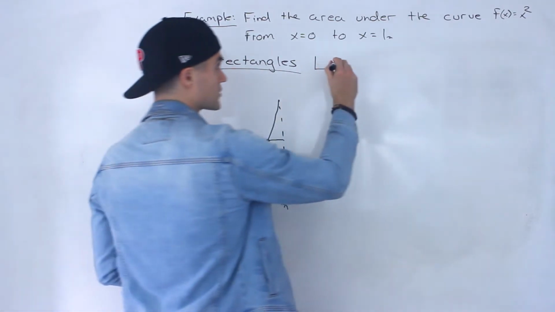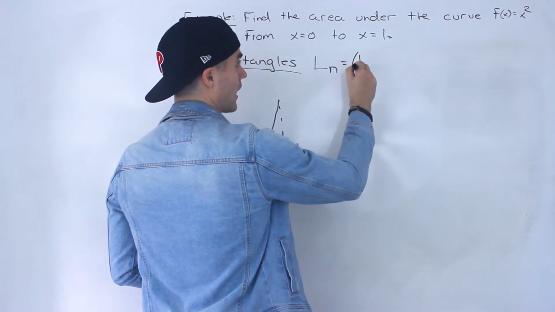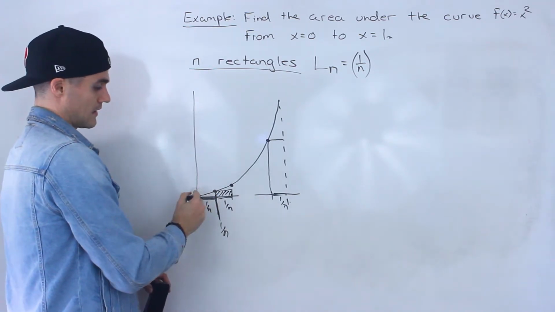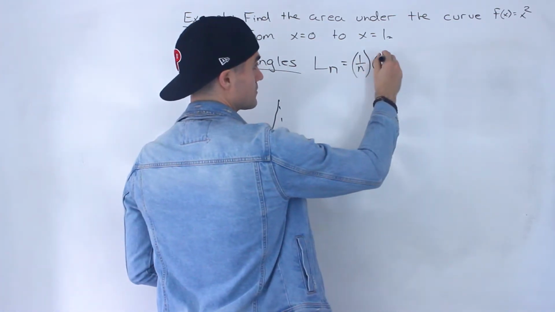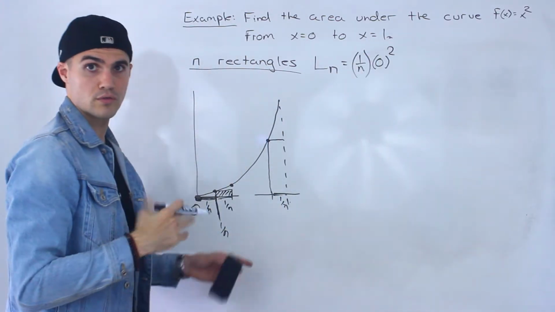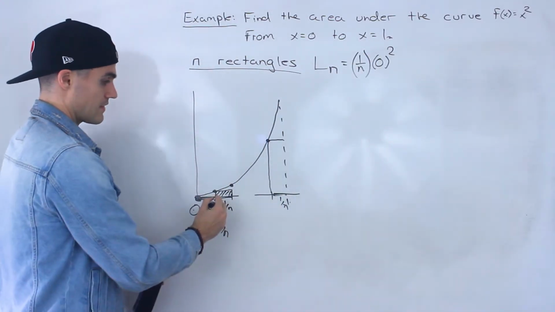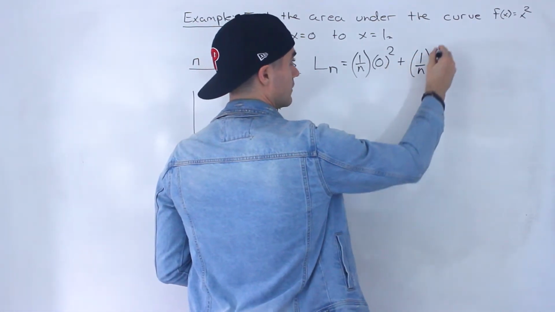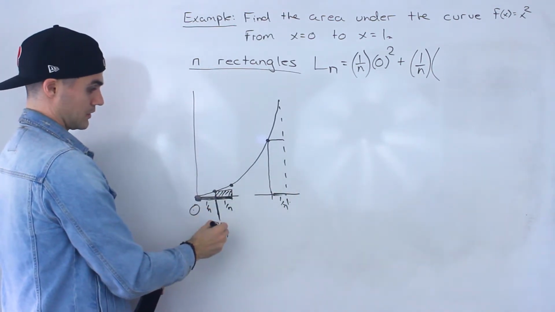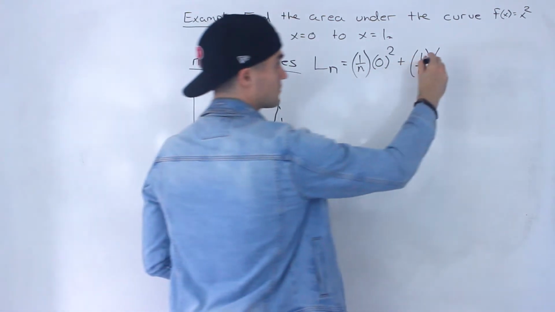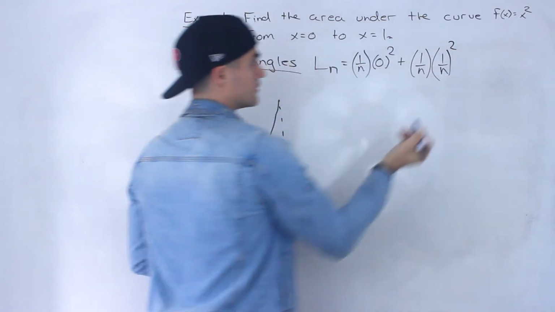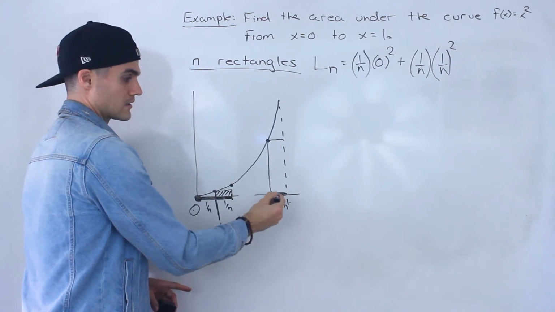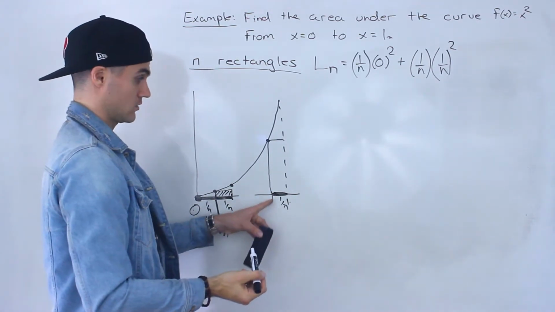So let's start making an expression here. Ln would be 1 over n, the length of that first rectangle, times the height of that first rectangle, which is 0 to the power of 2 when we plug in 0 for the function that we're working with. Then the next rectangle, 1 over n, and then we plug in 1 over n into the function, so we would have 1 over n to the power of 2. And then we're just going to keep adding all the way to this rectangle over here.